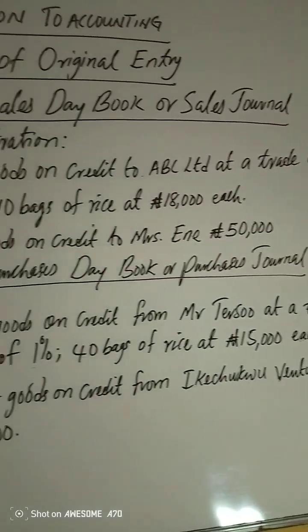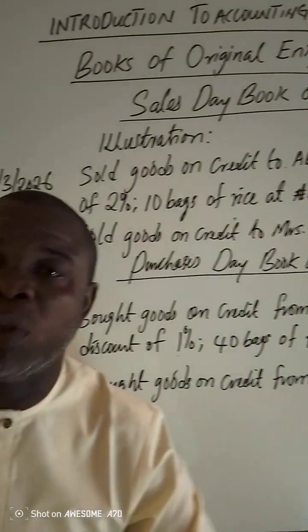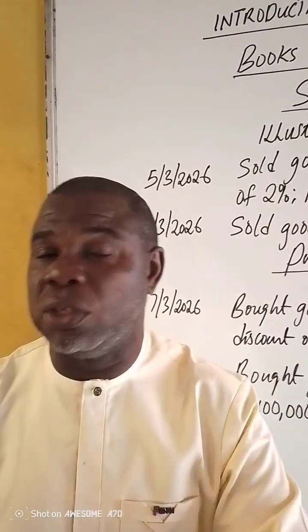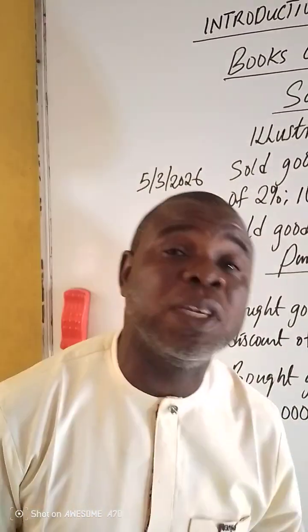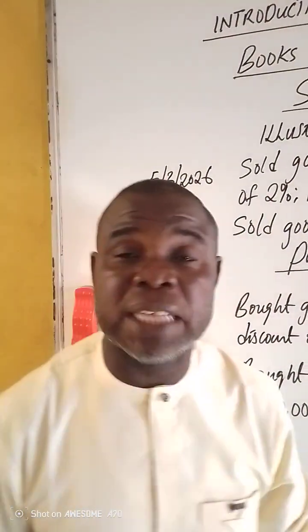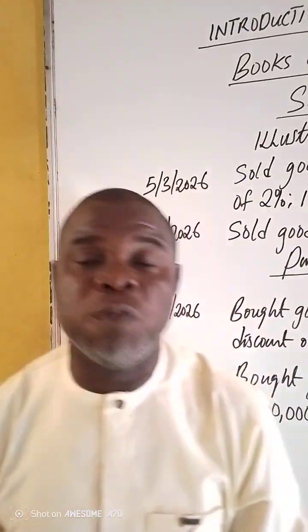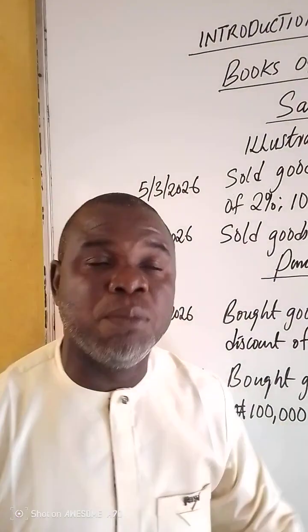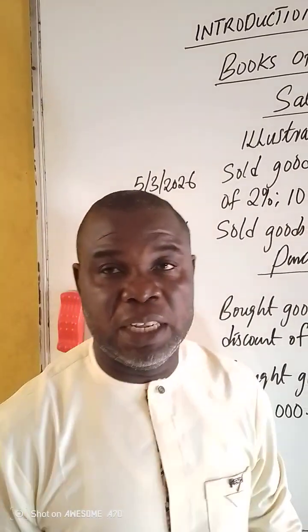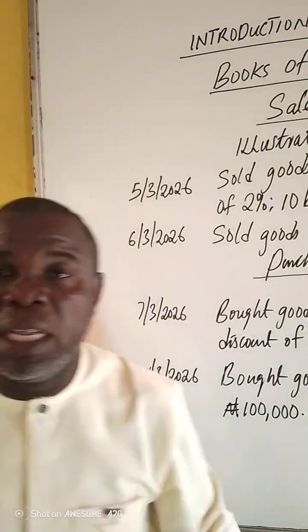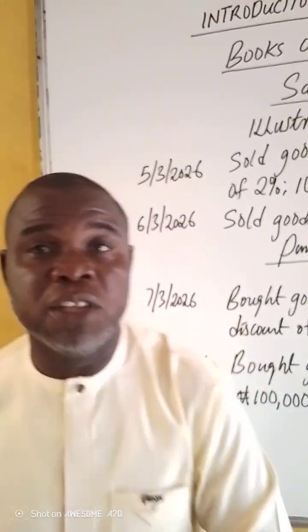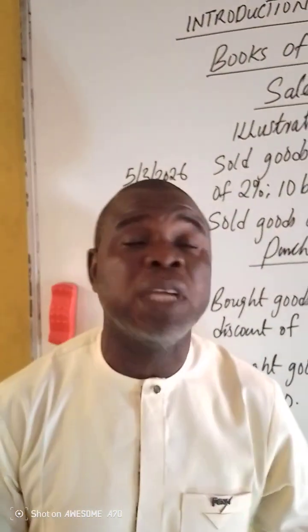We have two types of discount in accounting: the cash discount and the trade discount. Most learners don't know the difference between them. Trade discount is given even when goods are purchased on credit. Whether the buyer or the seller is paying money or not, trade discount is given. But cash discount is given strictly only when cash has been paid or received. So that's the difference between trade discount and cash discount.